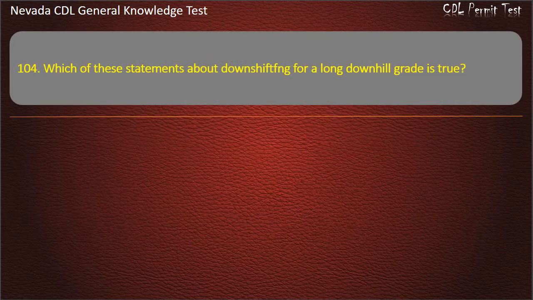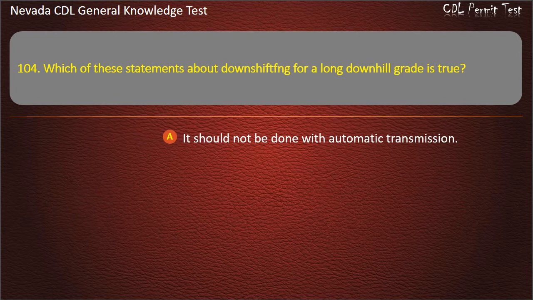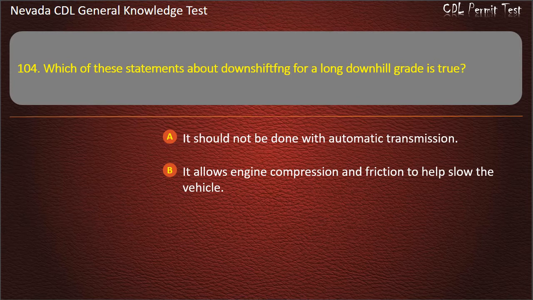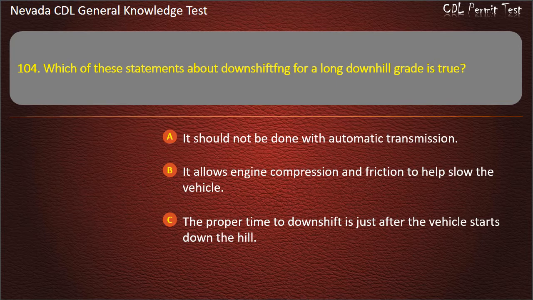Question 104. Which of these statements about downshifting for a long downhill grade is true? It should not be done with automatic transmission. It allows engine compression and friction to help slow the vehicle. The proper time to downshift is just after the vehicle starts down the hill. Answer: It allows engine compression and friction to help slow the vehicle.